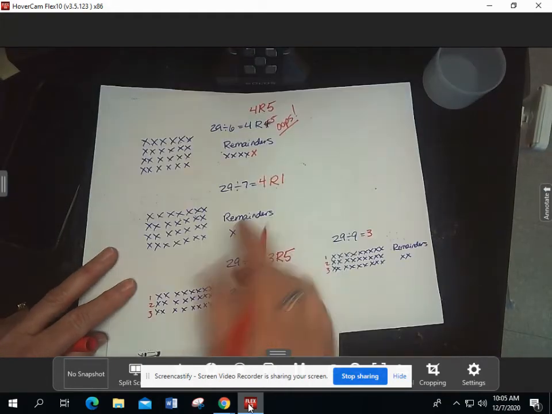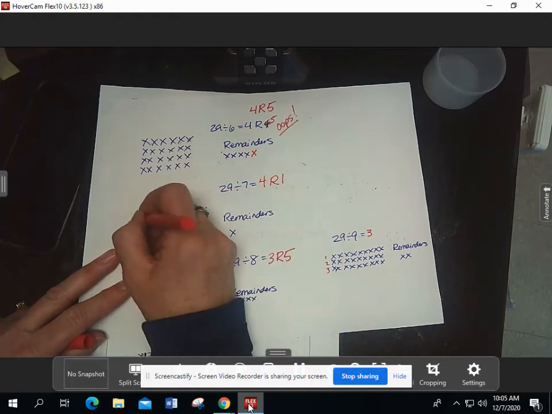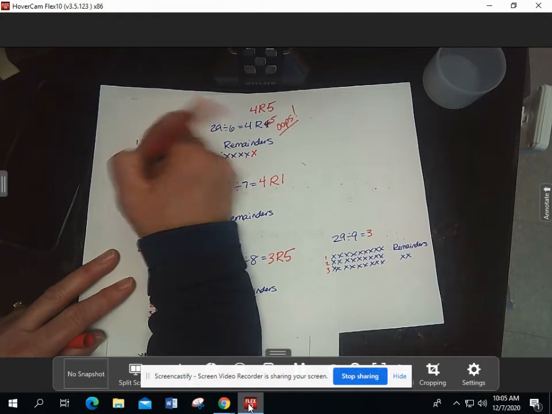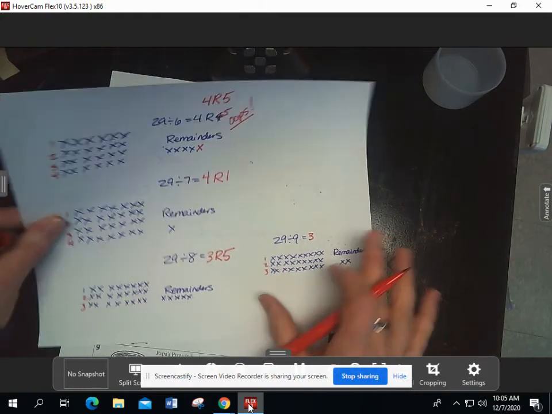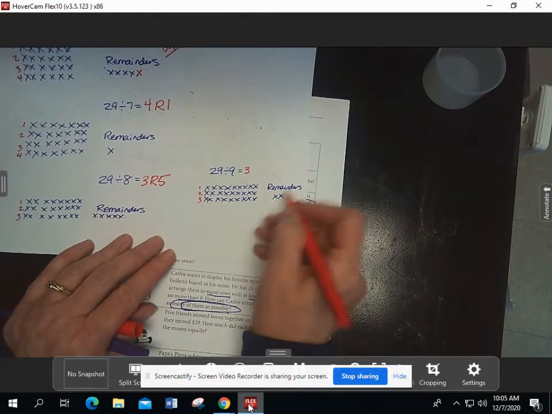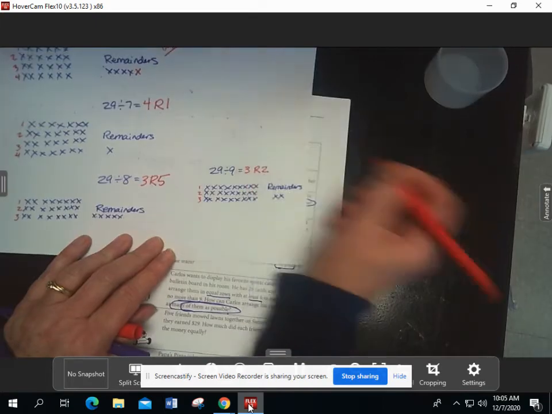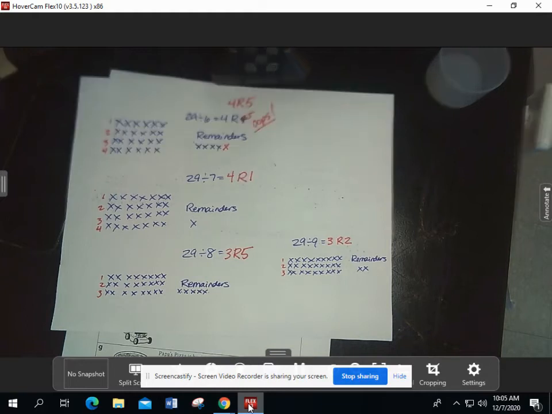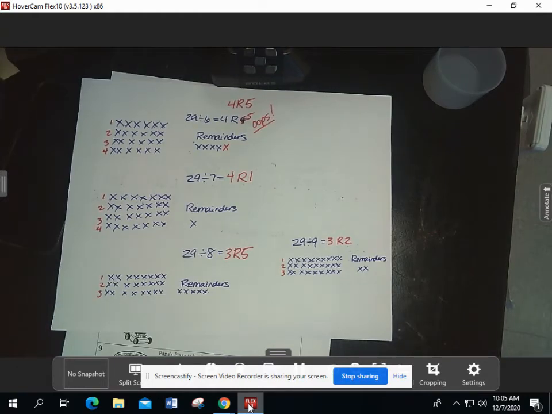If you're wondering where we're getting these numbers from. 1, 2, 3, 4. 1, 2, 3, 4. That's where we're getting our rows from. And we have a remainder of 2. So these are all the possible answers we could have. Which is the correct one?